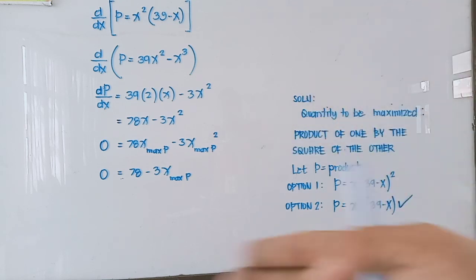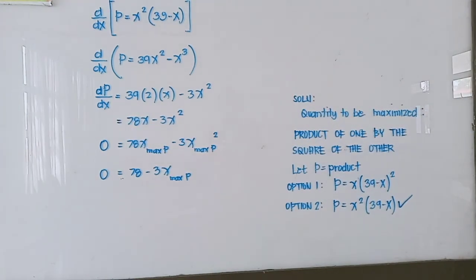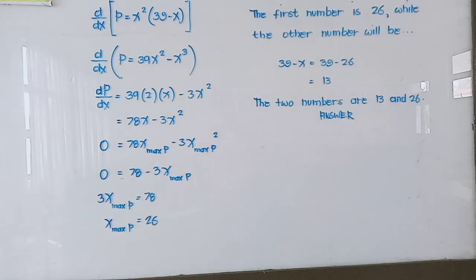And then if you throw that to the left side, 0 over x sub maximum P will still give you 0. And this can be solved easily. Alright, that's it, simply substitution.